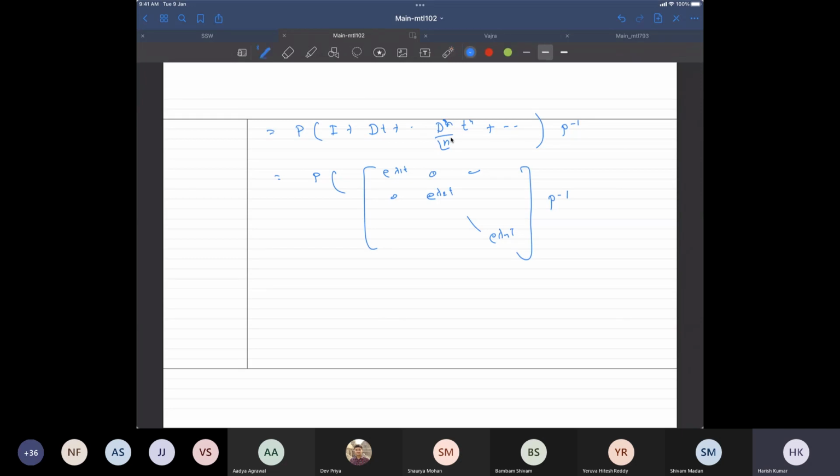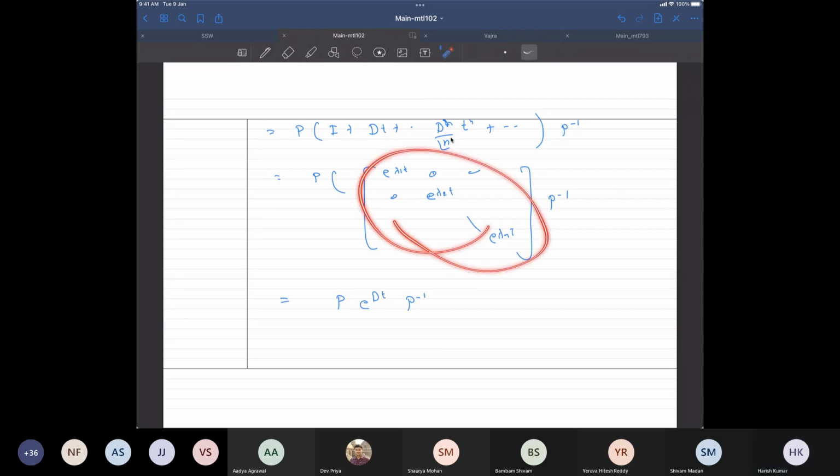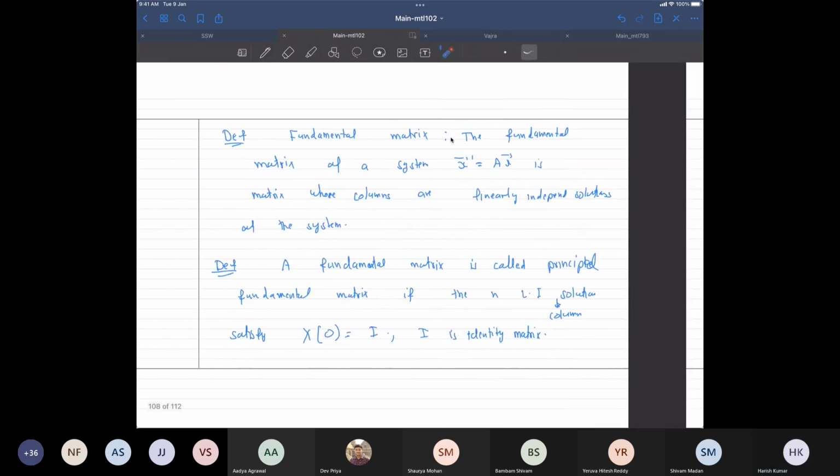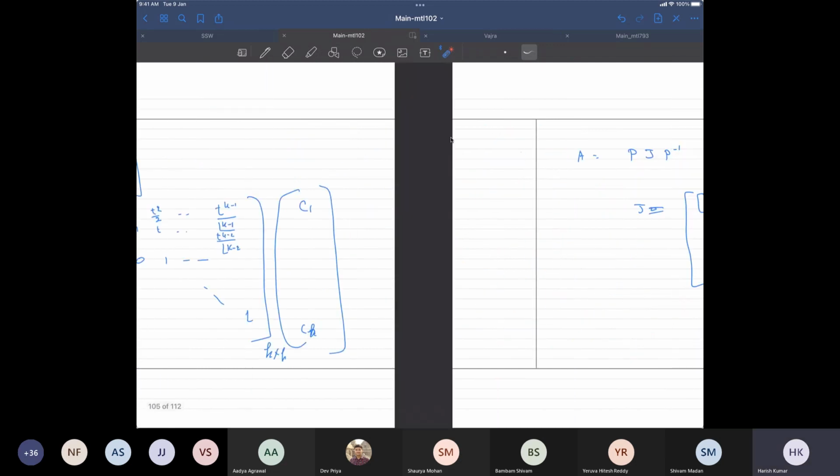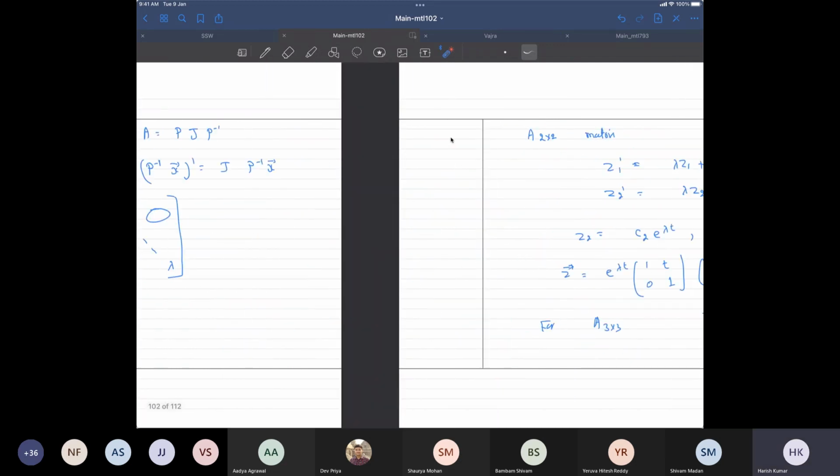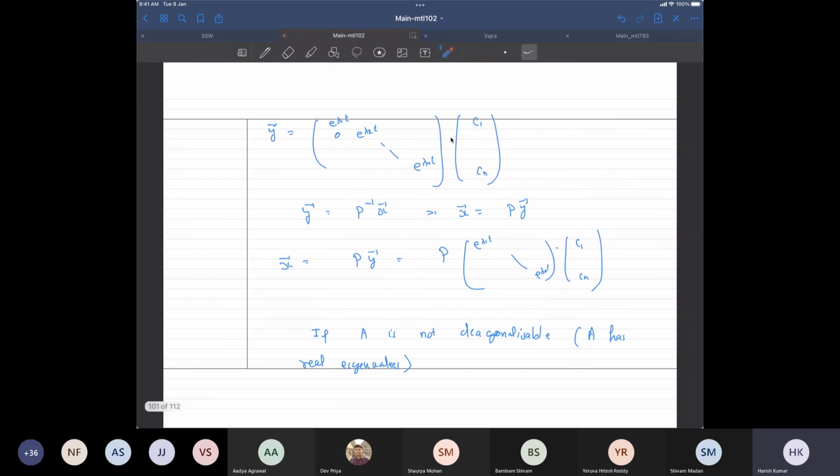So with this, what you get is P e^(Dt) P inverse. And if you see what this is, let us go back a little bit. This is exactly this, and this matrix P is the same matrix P. So if you know the solution of the corresponding ODE system, you can find the exponential of the matrix.